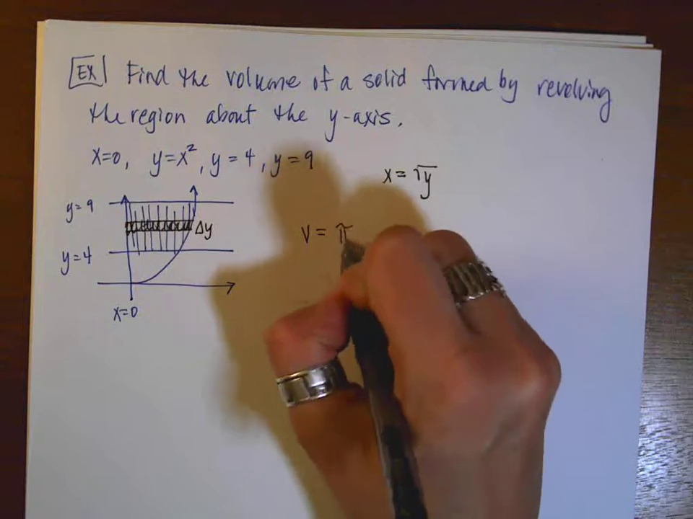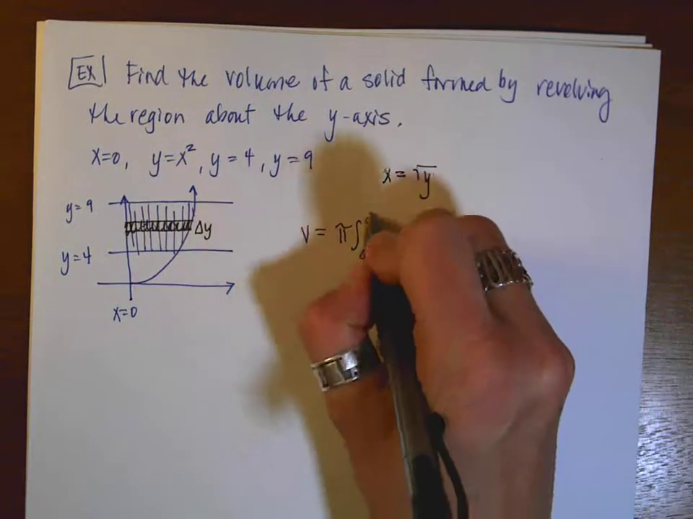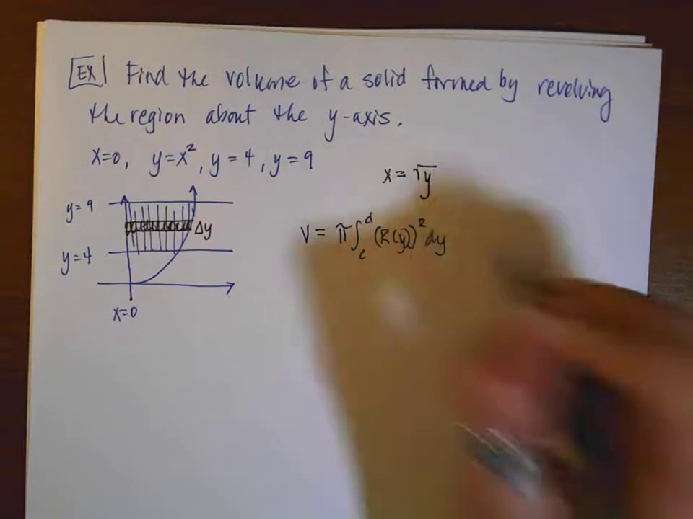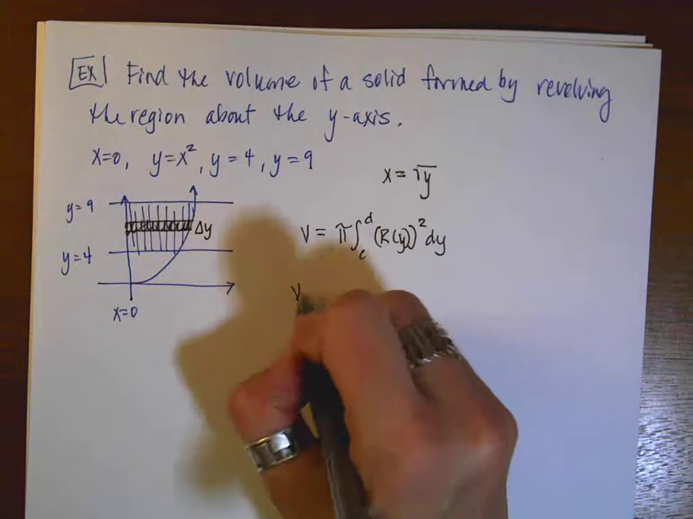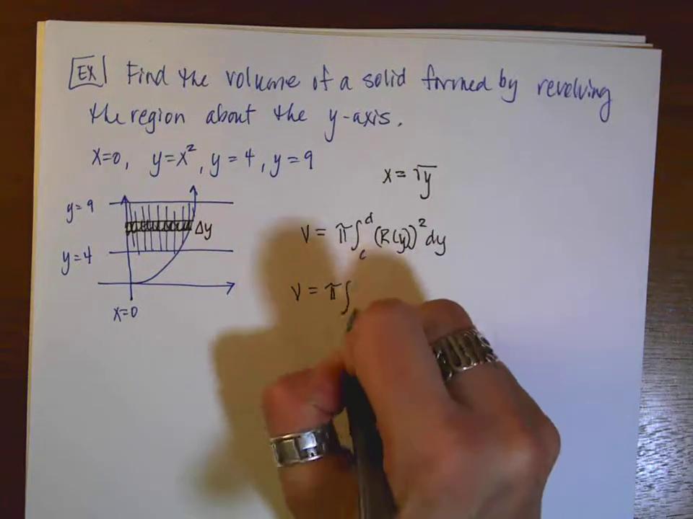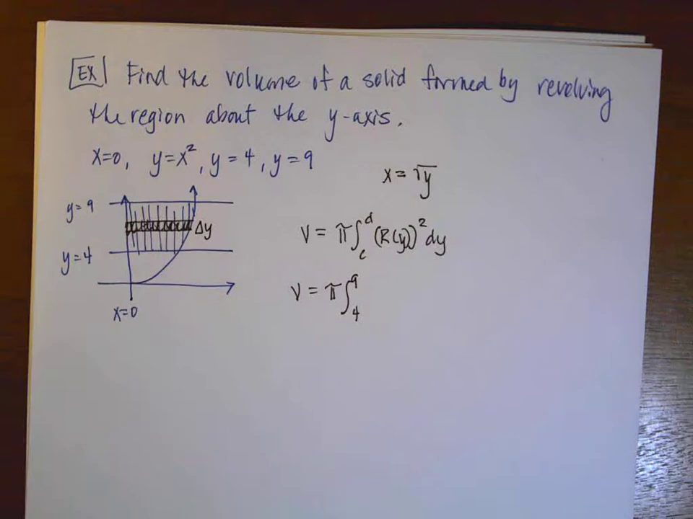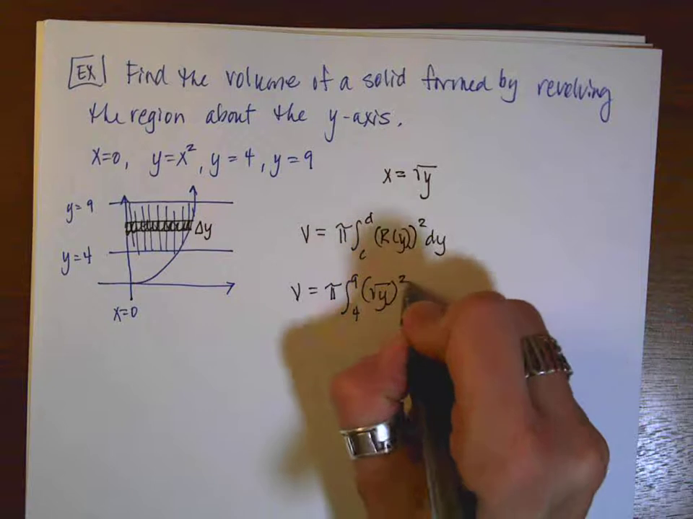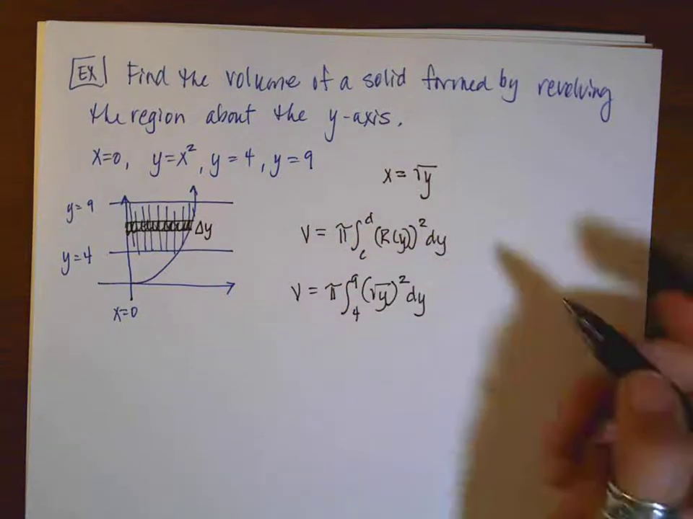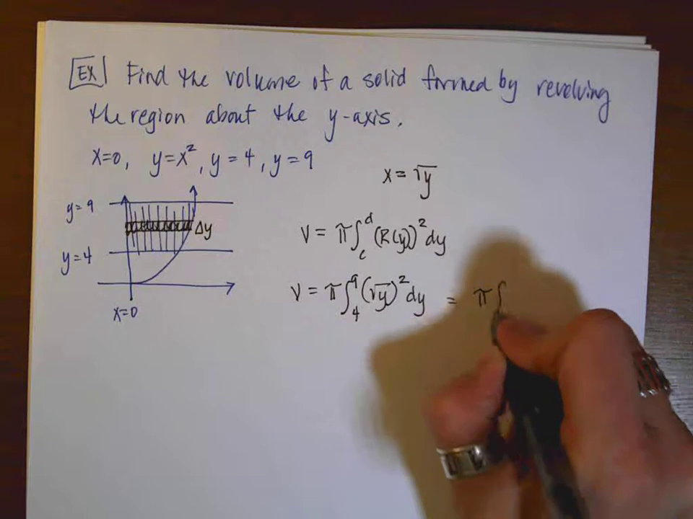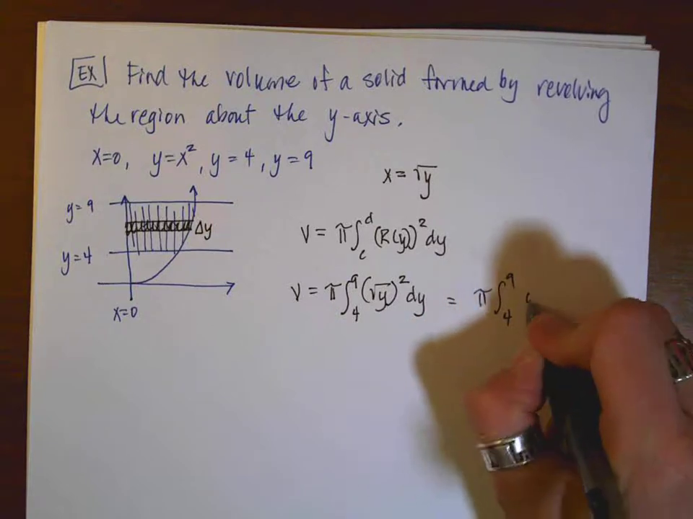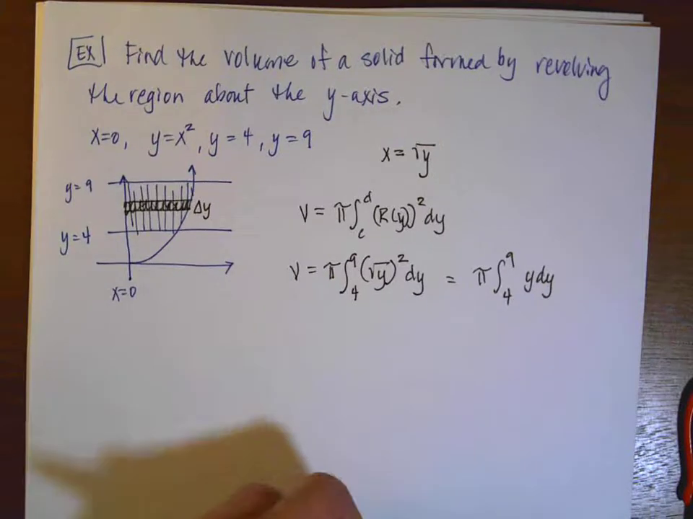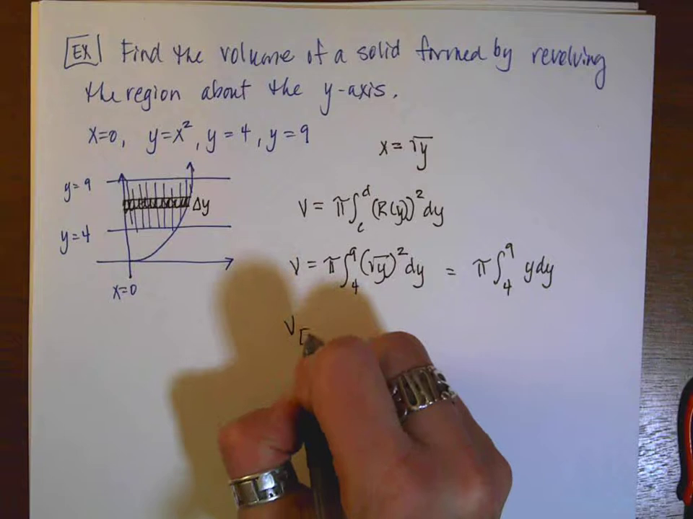Okay? So now if I set up my integral for the volume, here's the pi. I'm going to integrate from c to d of my radius, r of y, quantity squared, dy. Okay? So here's the volume, here's the pi. I'm going to integrate from 4 to 9, bottom to top, and I'm going to have the square root of y, quantity squared, dy. So if I do that math, here's the pi, here's my integral, 4 to 9 of y dy. Again, super simple integral.